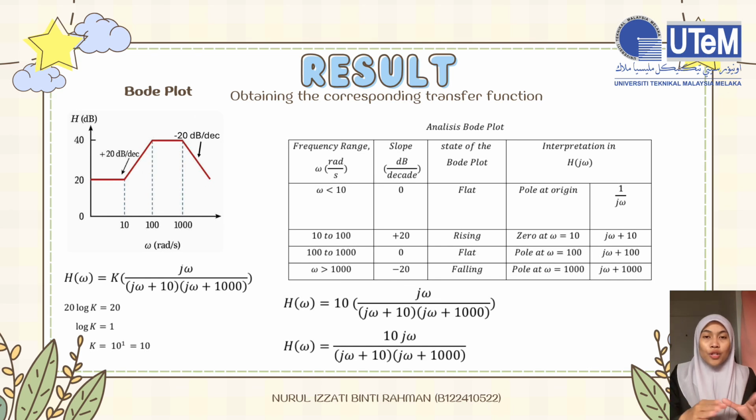From the graph, we know the initial gain is 20 decibel. So we solve 20 log k equal 20, which gives k equal 10. Therefore, the final transfer function is H of omega equal 10 j omega over j omega plus 10 times j omega plus 1000. That is how we get the transfer function for a Bode plot.